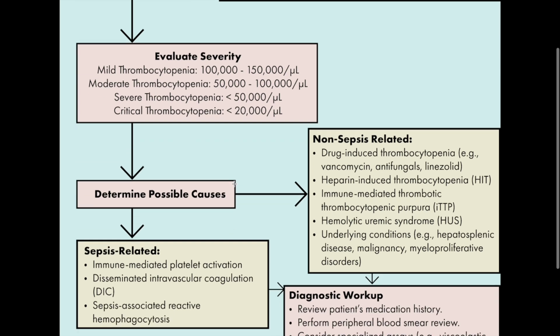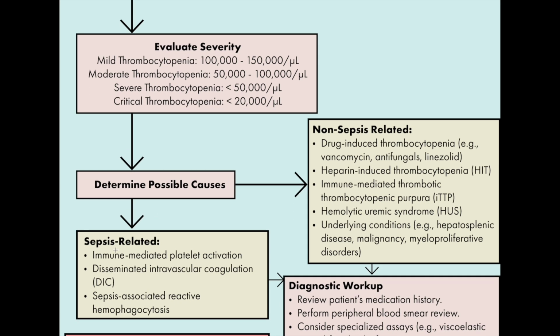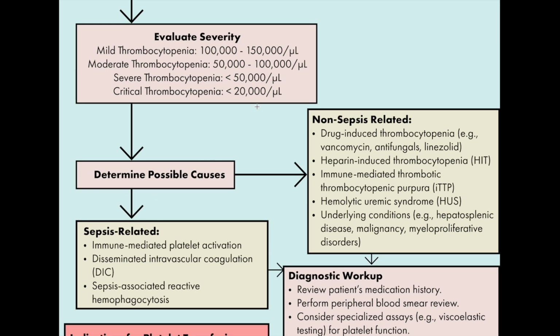Once you have done that, try to find out the causes, whether they are septic causes, immune mediated, or DIC, where there must be some coagulation problems as well. Do the scoring systems, check for other cytopenias, and try to find out if there is a reactive hemophagocytosis. If you think it is not likely a septic cause, because the patient is not that sick or not that septic to develop these problems, you can look for non-septic causes, the most common being drugs, and the most common drugs being antibiotics.